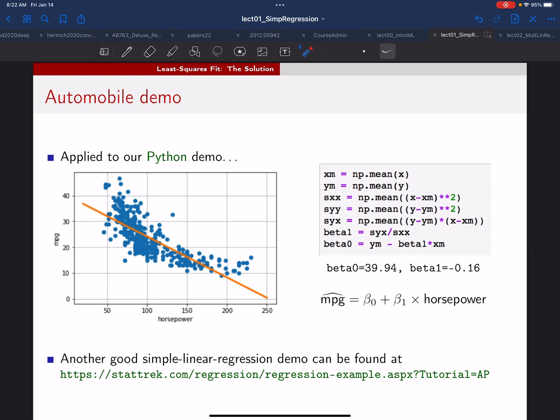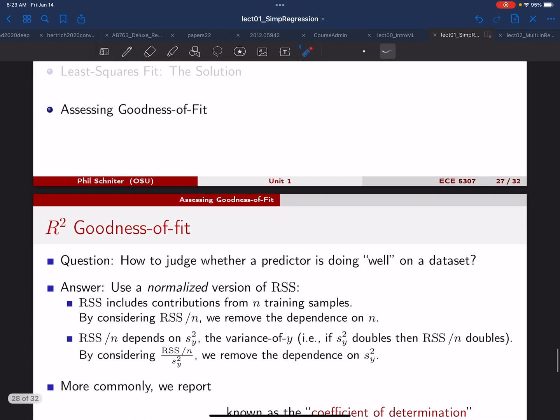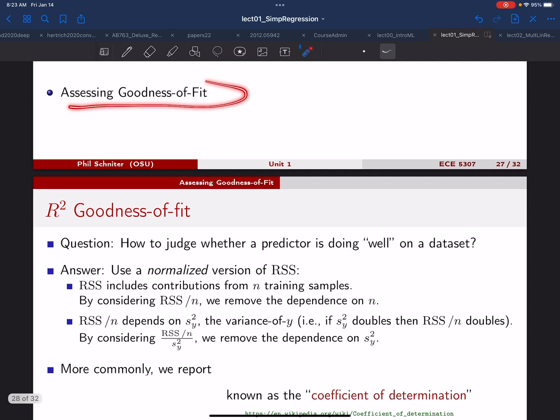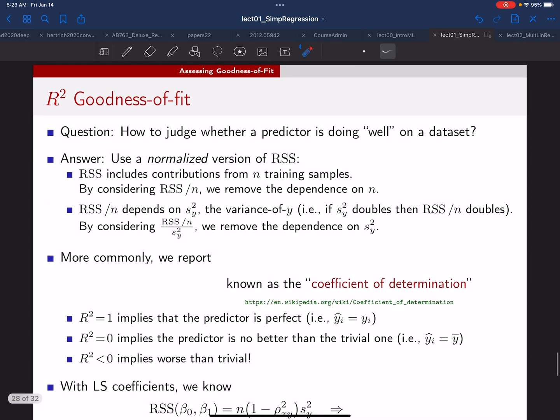All right, so one last thing to do is assessing the goodness of fit. Whenever you do this kind of fit on a data set, you want to ask yourself the question, did it work, or is this a really bad fit to the data set? We want to quantify that. So that's our objective now, how to judge whether a predictor is doing well in a data set.